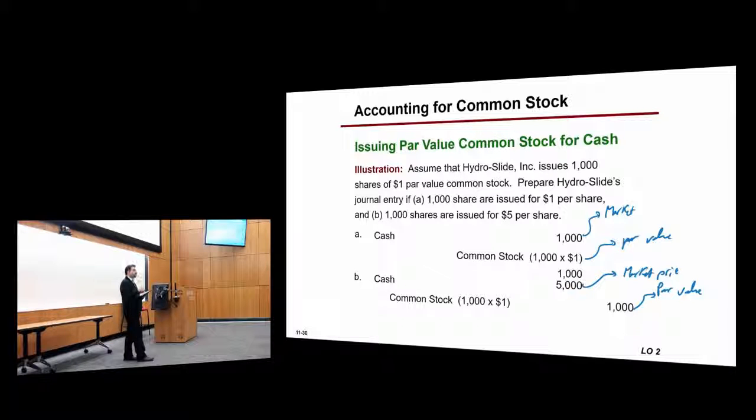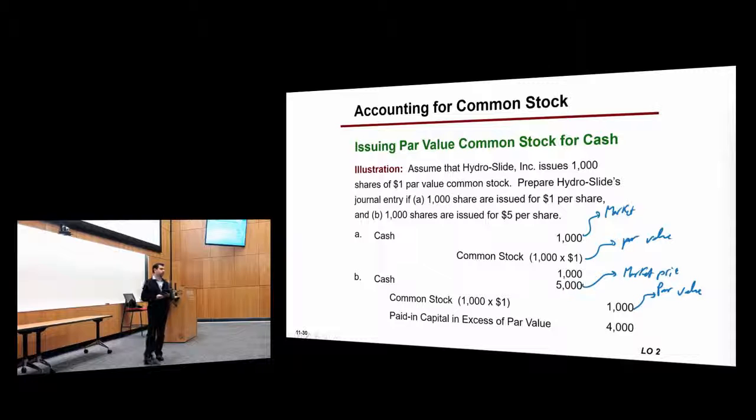In A, the market price was simply equal to the par value. What about the remaining part? The $4,000 will be credited to paid-in capital in excess of par value. Do you understand that? When the common stock has a par value, this is the value that the company is required to use to record common stock. Anything extra will go to paid-in capital in excess of par value.